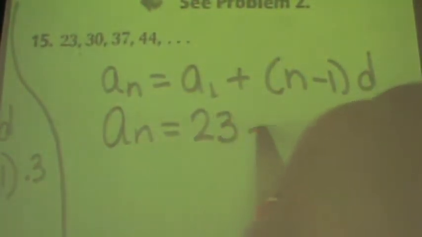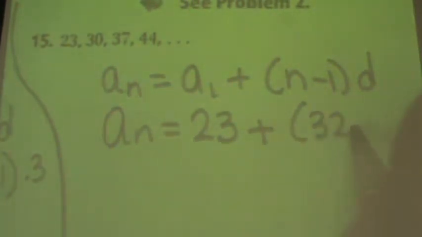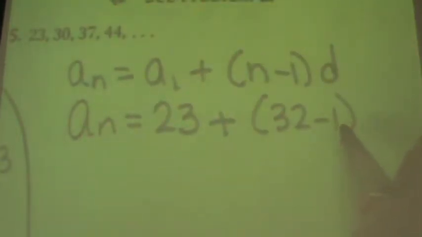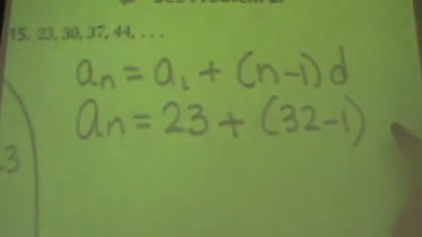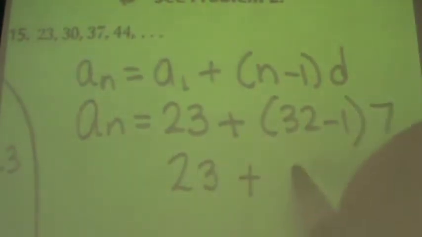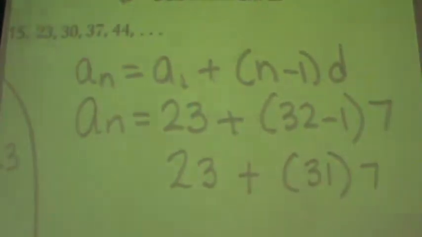And the last one, what's the 32nd term? First term. The more I write this formula out, you will have it memorized, I promise you that. So what's the first term in the sequence? 23. You're going to take 32, because I'm looking for the 32nd term, minus 1, times, what are they adding to each? 7. 7, that's your common difference. So what is 23 plus 31 times 7?